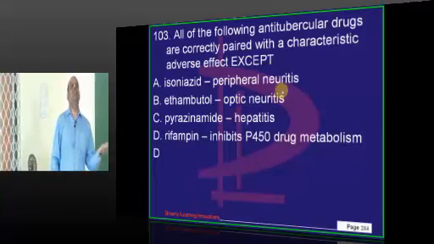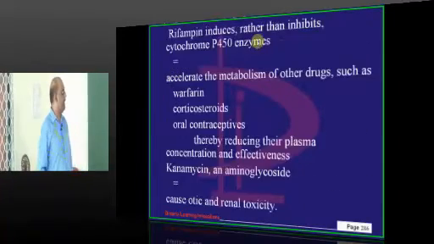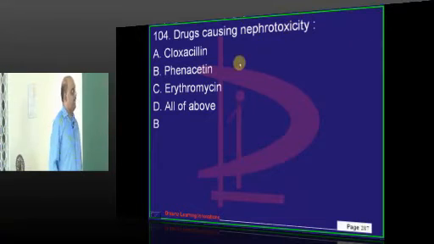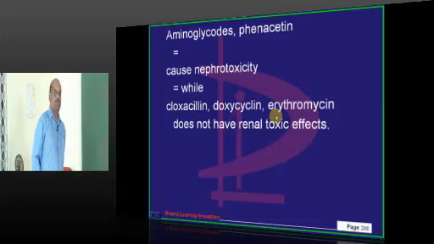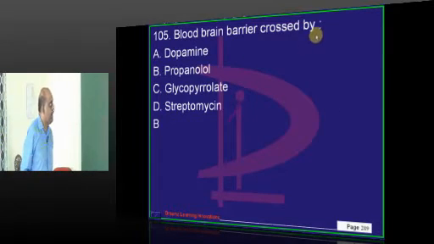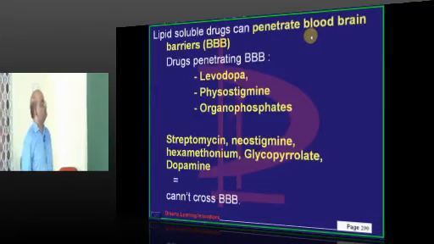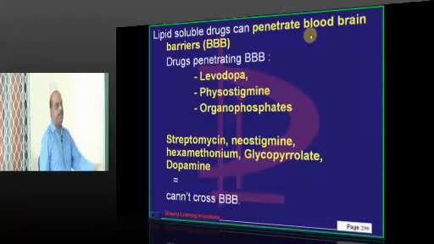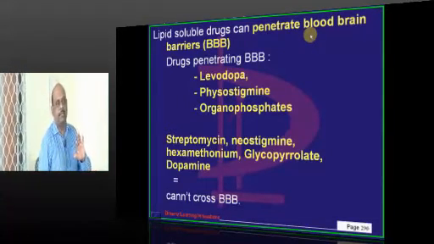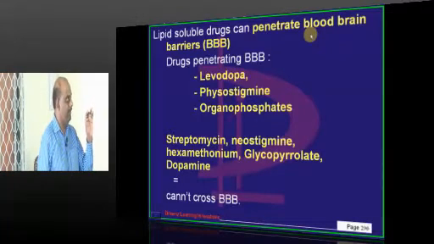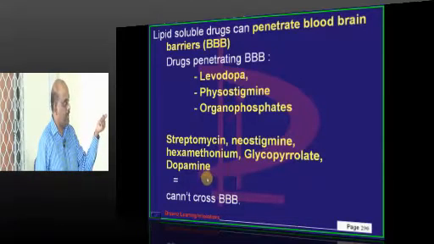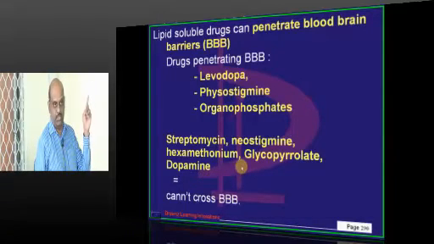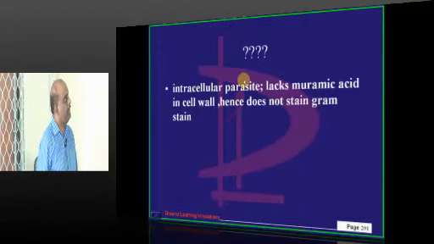Rifampin is an inducer of P450, I think easiest question in the world. Nephrotoxicity is a problem with phenacetin and aminoglycosides, is what needs to be remembered. Now, what are the drugs that penetrate the blood-brain barrier? Levodopa, physostigmine, OP, whereas streptomycin, hexamethonium, glycopyrrolate and dopamine, they don't cross the blood-brain barrier, is what needs to be remembered.